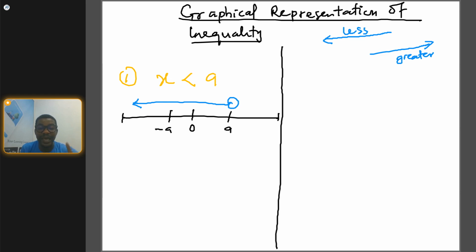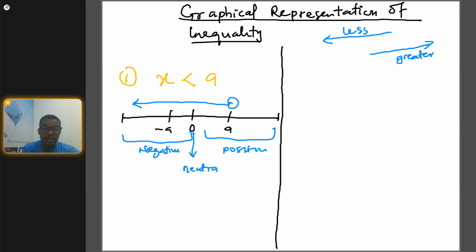Take note, a can be any value. It can be x is less than 4, that means a is 4. It can be x is less than 7, that means a is 7. You can see that a is on the positive side. This side is for the negative integers and this side is for the positive integers, while 0 is neutral. It has no sign, whether positive or negative. I believe this is clear. If it is clear, let's move on to the second case.